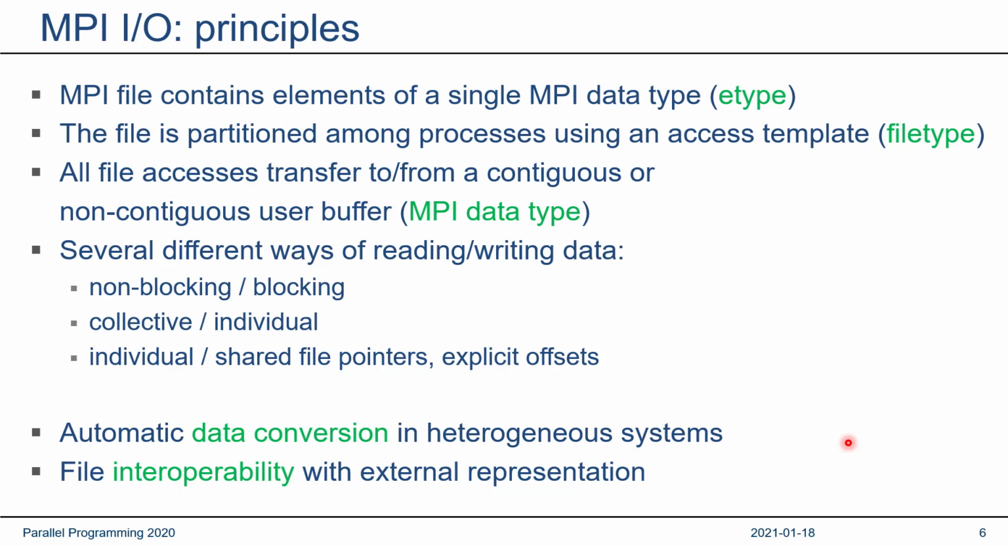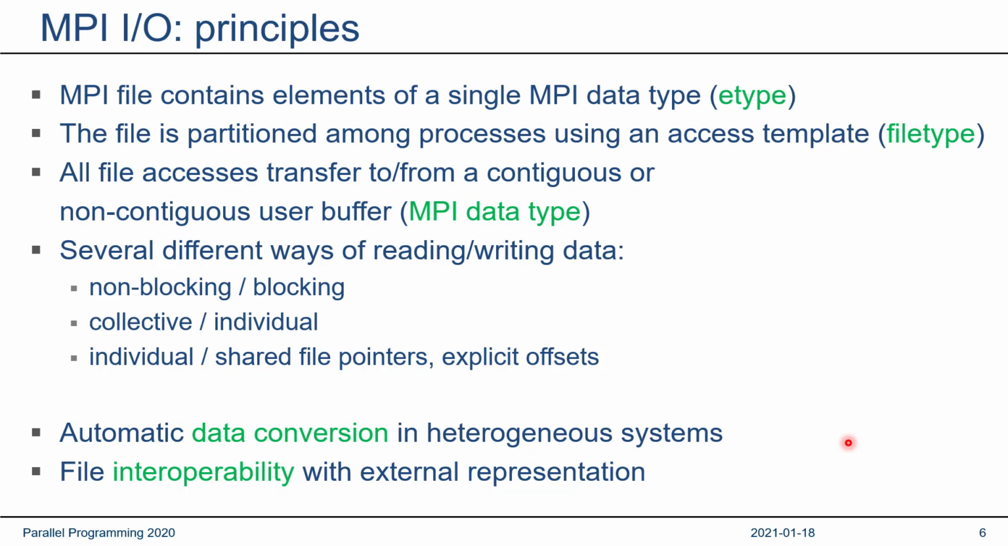There are several different ways of reading and writing data that MPI I/O supports. There are blocking and non-blocking variants, collective or individual variants, and also there are differences with respect to how the file pointers are handled. For example, you could have individual file pointers, so a separate pointer for each rank, or a shared file pointer that's always advanced whenever a single process, no matter which one, accesses the file. You could also access files using explicit offsets for one-time reading and writing actions.